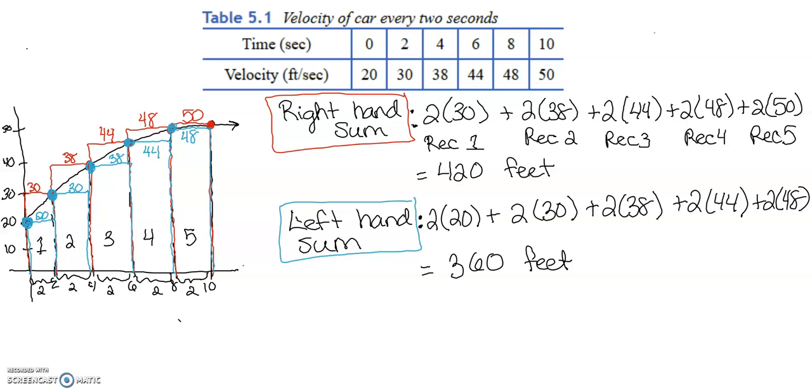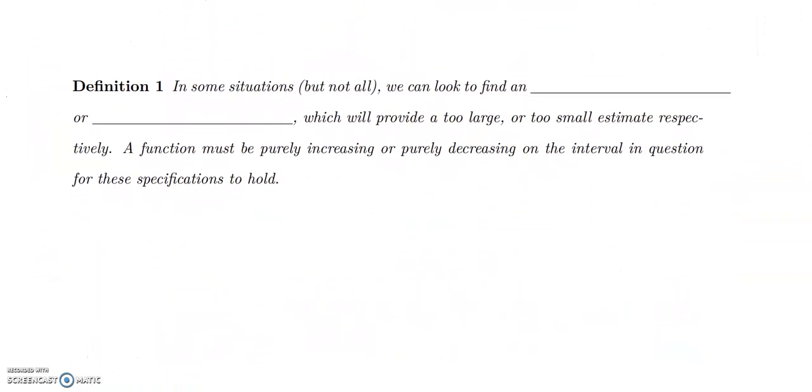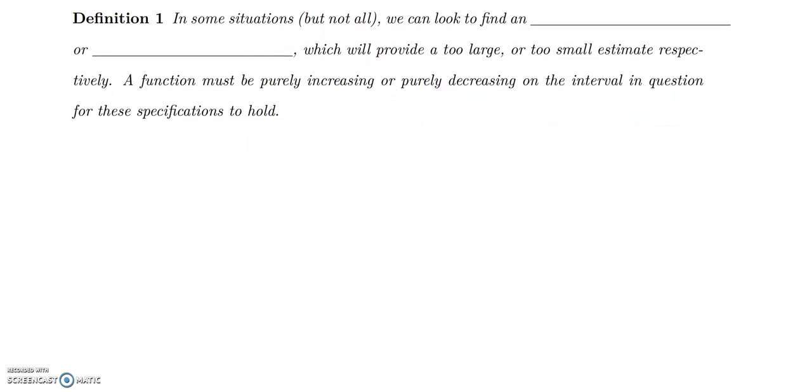So the rectangles in the right-hand sum are overestimating, and the rectangles in the left-hand sum are underestimating. In some situations, but not all, we can find what we call either an overestimation or an underestimation.